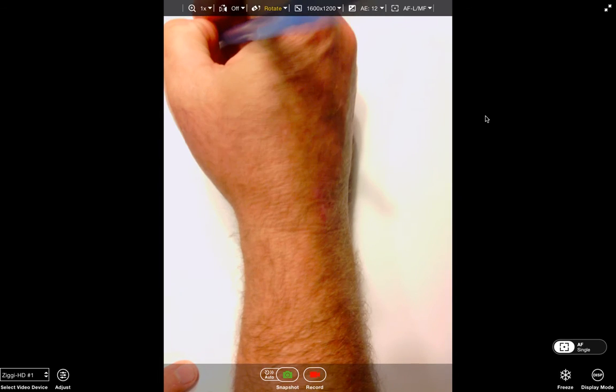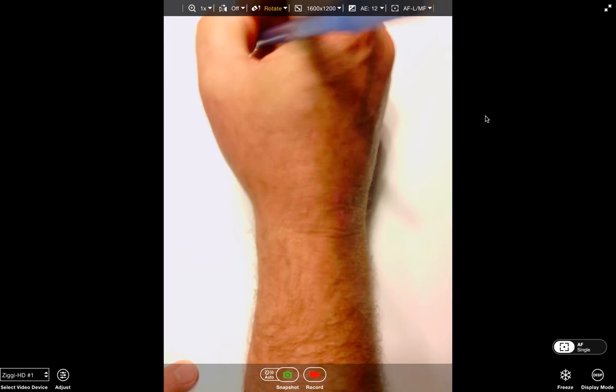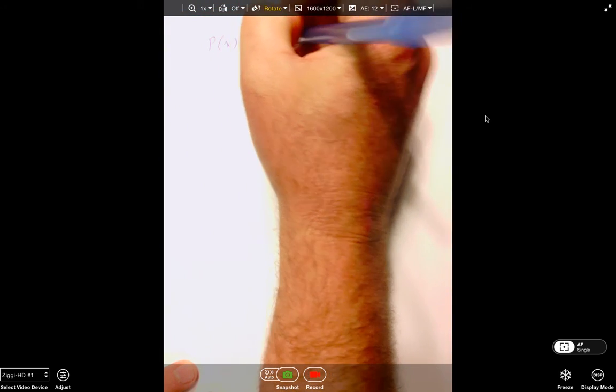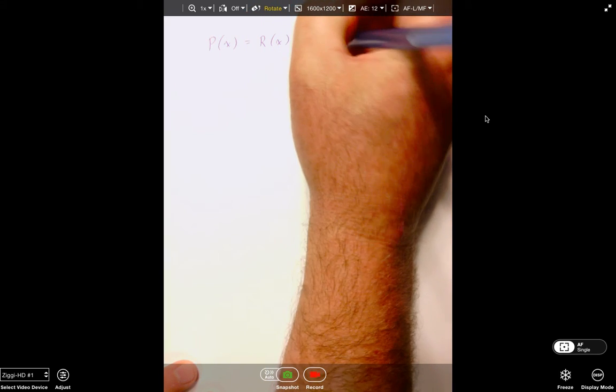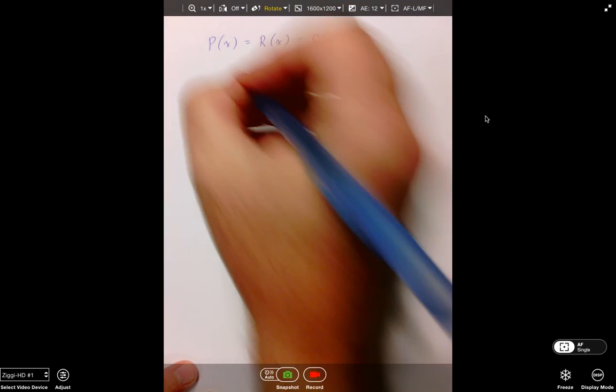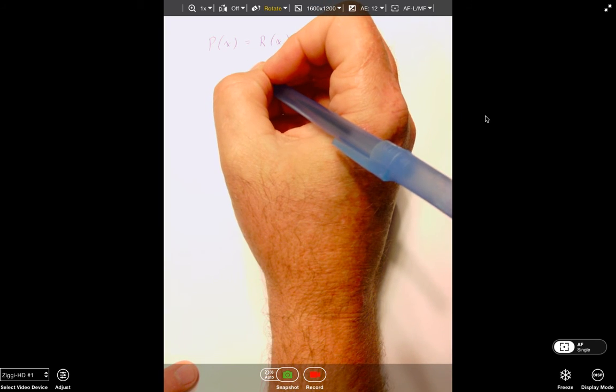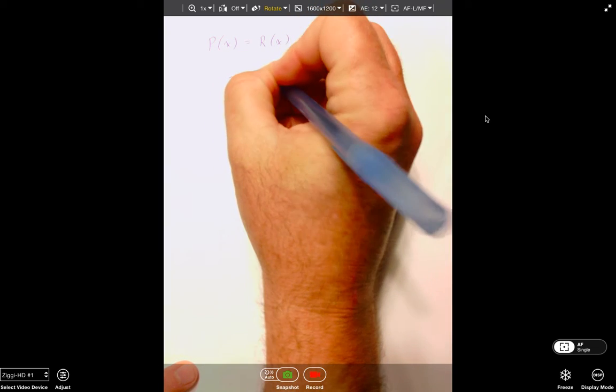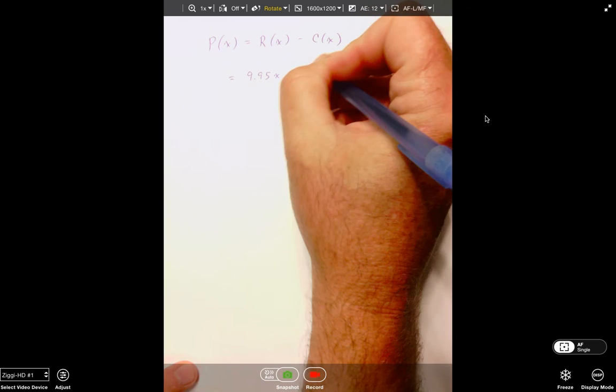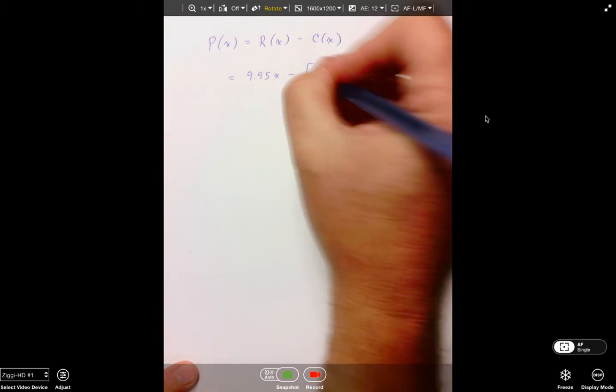So guys, part C is dealing with profit. So guys, remember that our profit is our revenue minus our cost. So for our problem here, our revenue function is 9.95x minus our entire cost function.